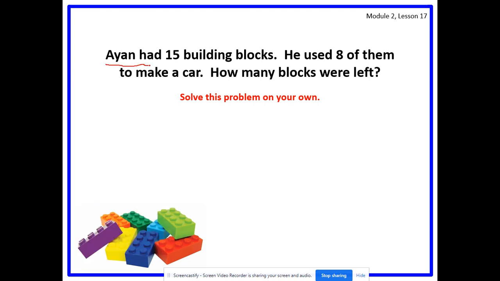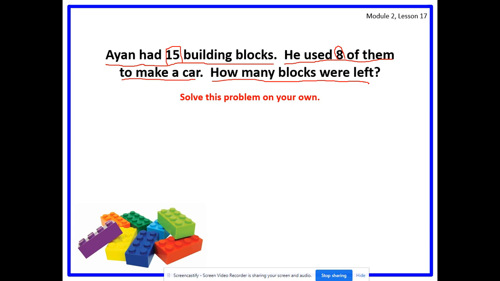It says, Ion had 15 building blocks. How many building blocks? Get ready. Yes, 15. He used 8 of them to make a car. How many did he use? Get ready. Yes, 8. How many blocks were left? Go ahead and solve this problem on your own. Press play when you're ready to check your work.